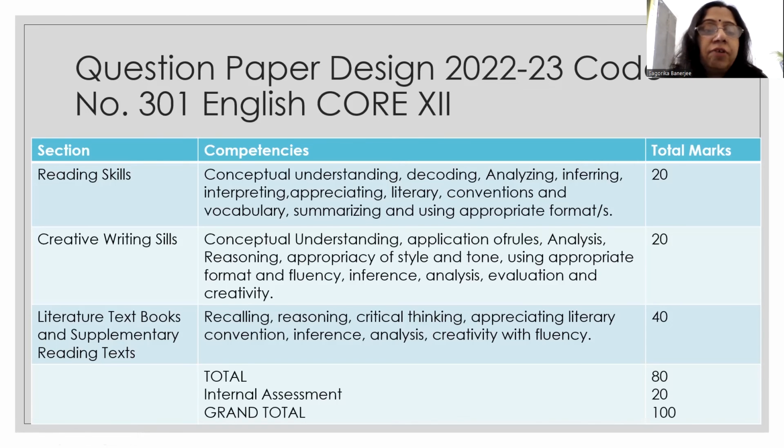And the last one is literature books. Questions from the literature books will be asked: recalling, reasoning, critical thinking, appreciating literary convention, inference, analysis, creativity with fluency, 40 marks. So total it comes out to be 40 plus 20 plus 20 is 80. Total it is 80. Now internal assessment, 20 marks, and total the paper comes out to be 100 marks.